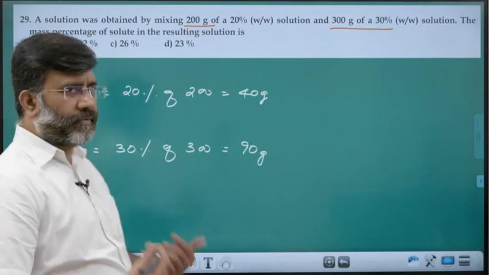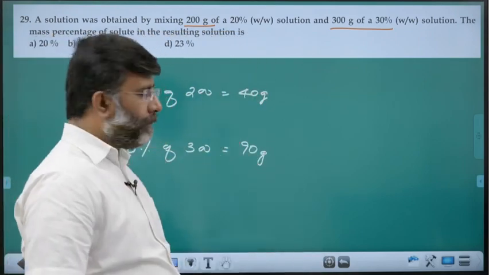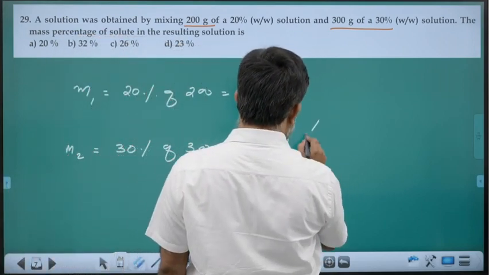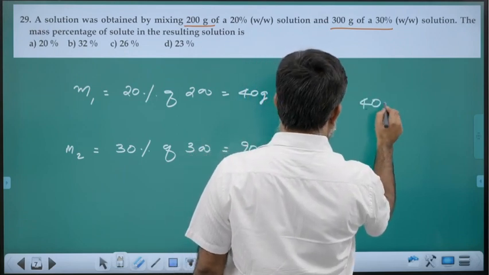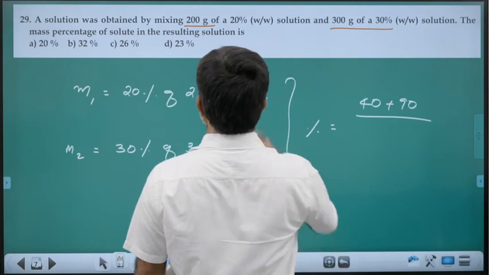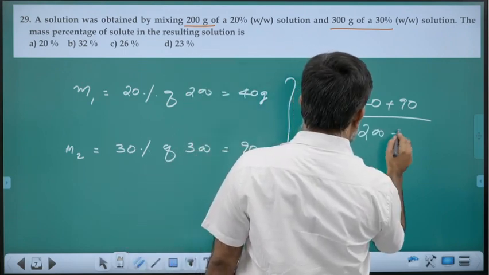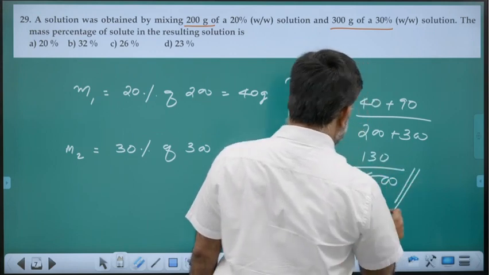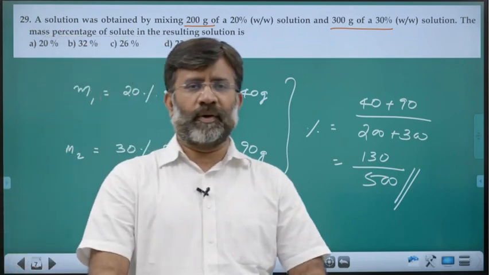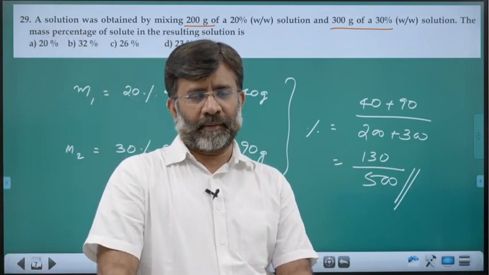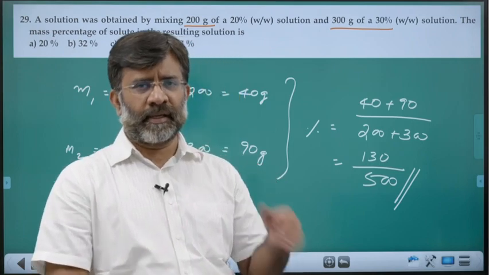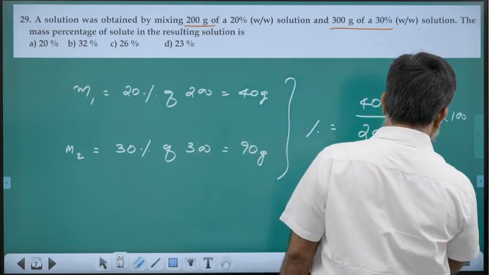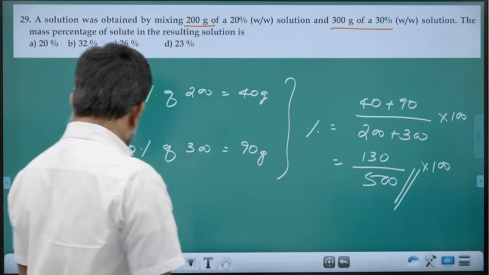So mass of solute in the first case is 40 gram, and in the second case 90 gram. So what is the percentage after mixing? It is 40 plus 90 divided by the total mass of the solution, 200 plus 300. So it is 130 by 500. That is the mass fraction. Percentage means into 100. So how much answer are you getting?